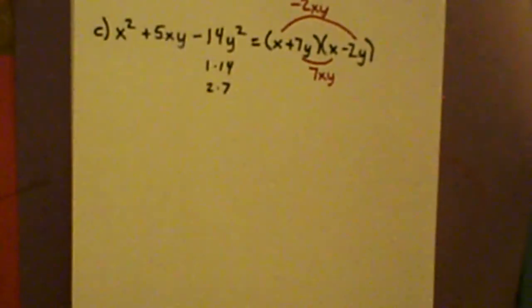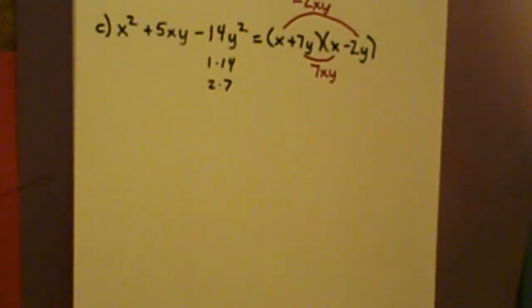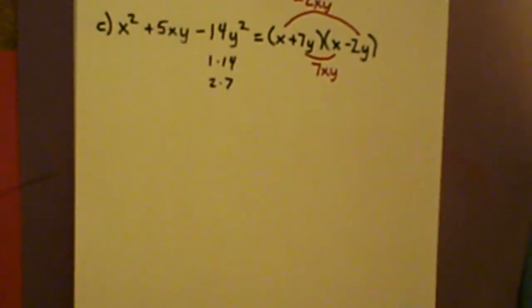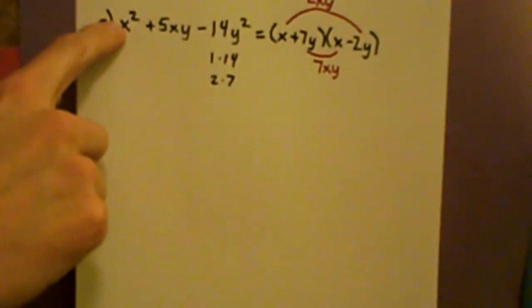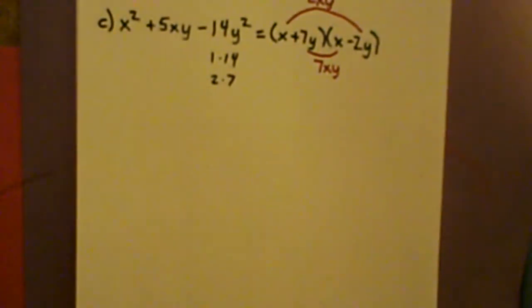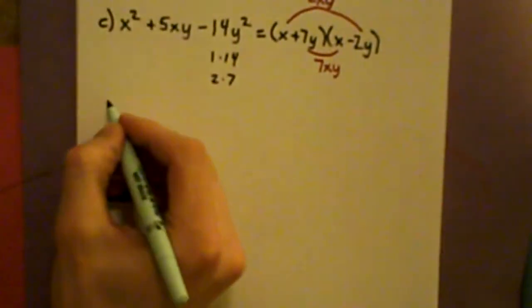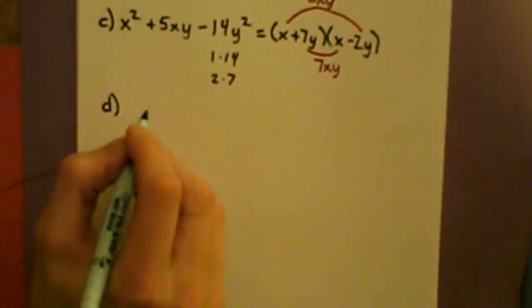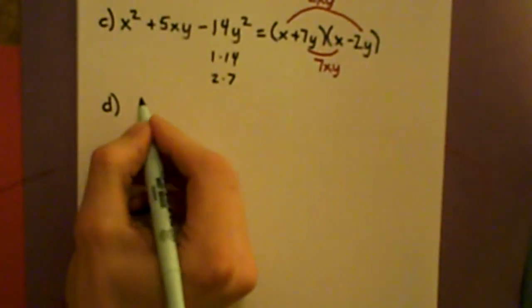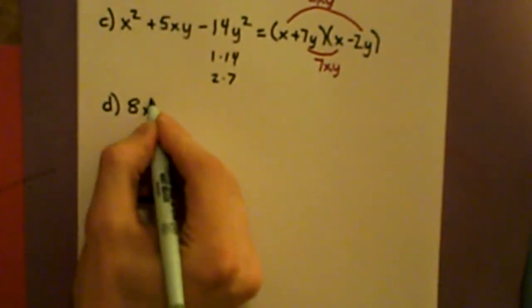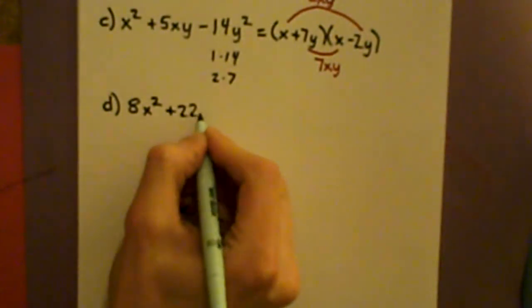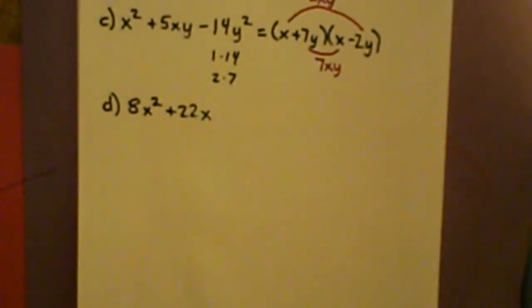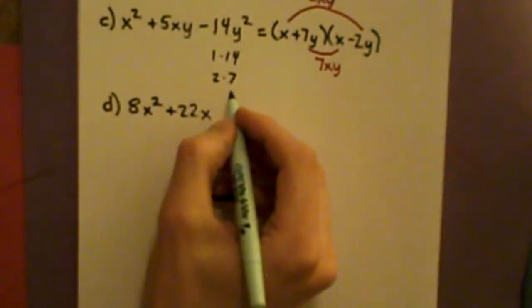Now, these are some of the easier ones, the first three examples we looked at. These get a little bit tougher and might require a little bit more guessing and checking if I actually have a number in front of the x squared. So that's where our next example is going. Our next example is going to be example D here, and we're going to do 8x squared plus 22x plus 15.